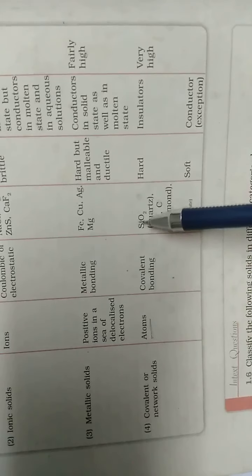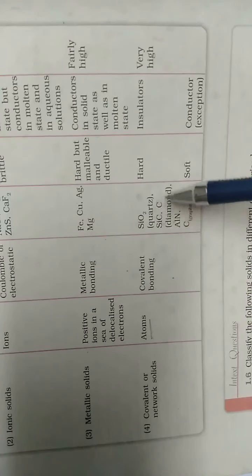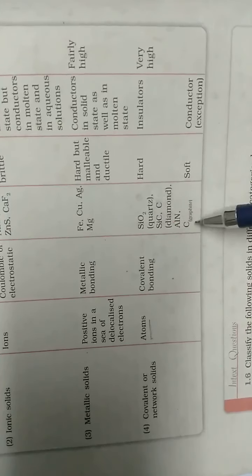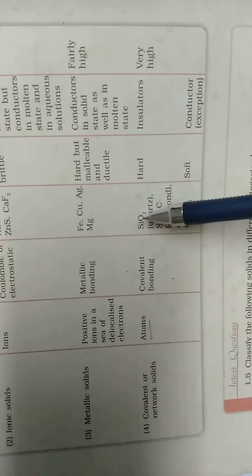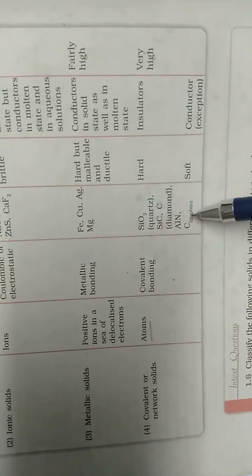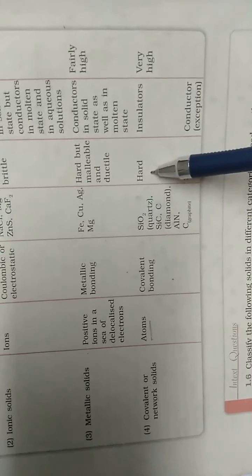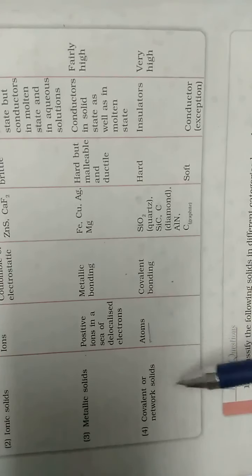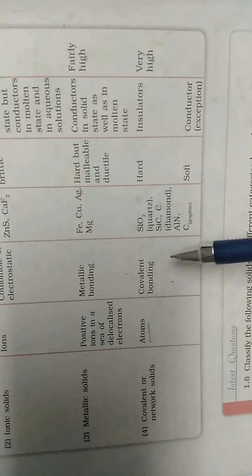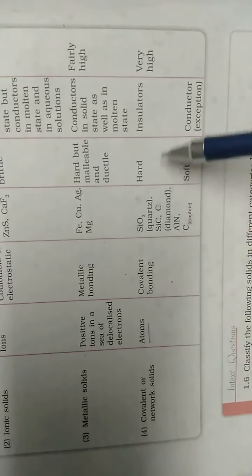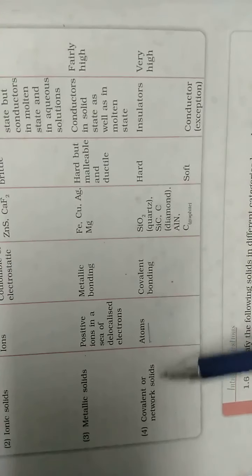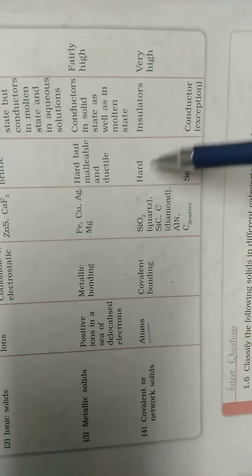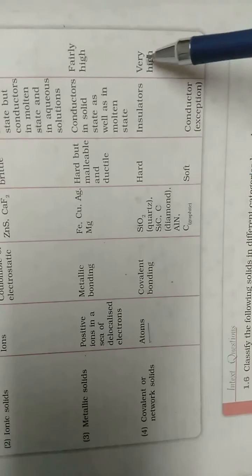For example, silica, SiO2, which is also known as quartz, silicon carbide, carbon, diamond, aluminum nitride, graphite. These are examples of covalent solids. Covalent solids are hard. Why? Because in a covalent solid, strong and directional covalent bonds are present. Covalent solids are also known as giant molecules. And covalent solids are also hard, and these are insulators, and melting point is very high.